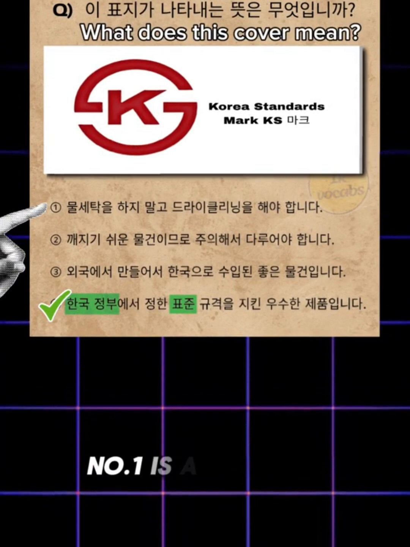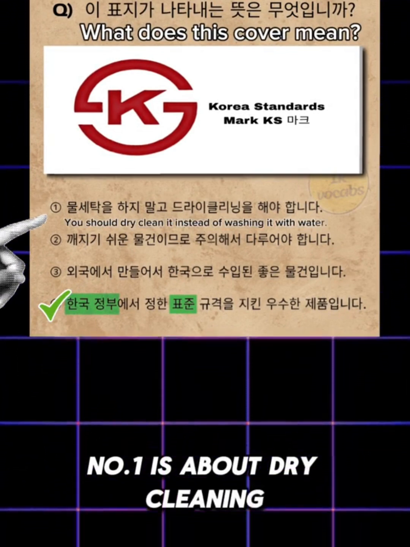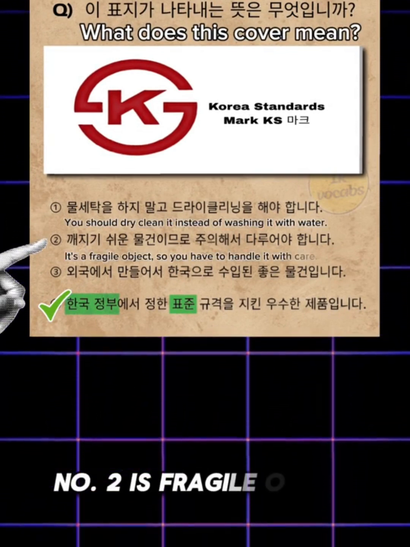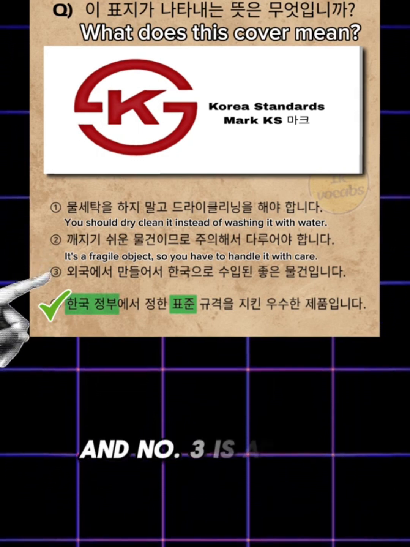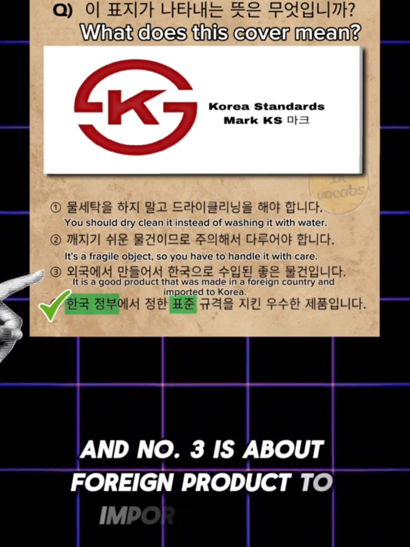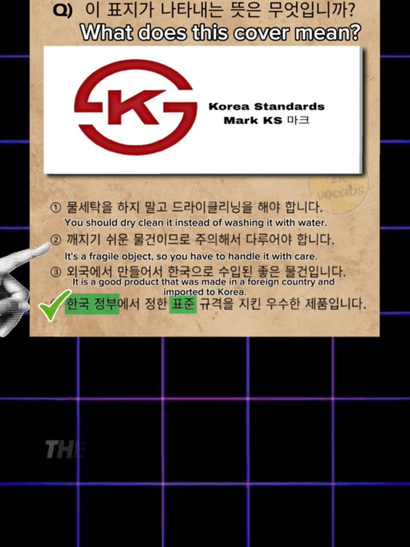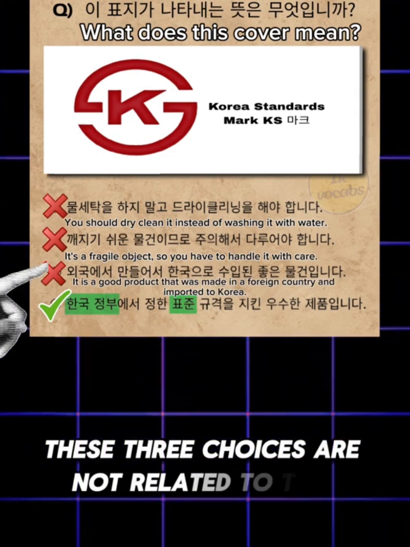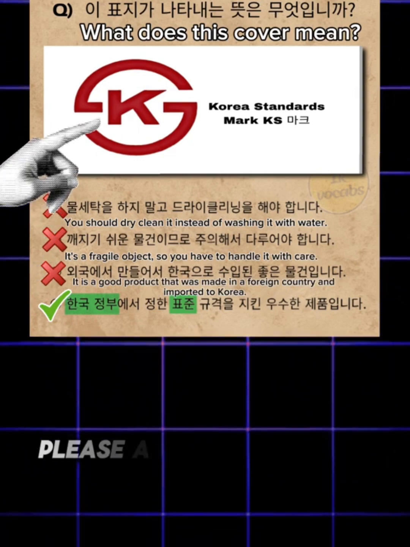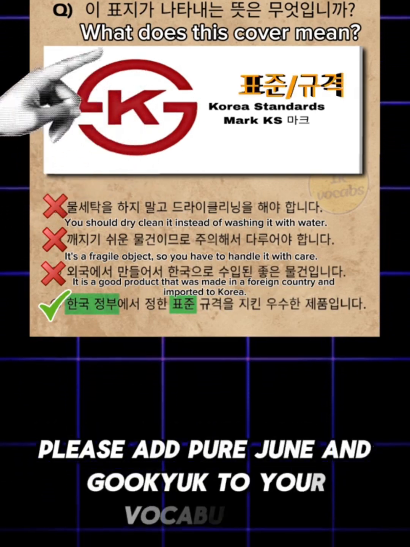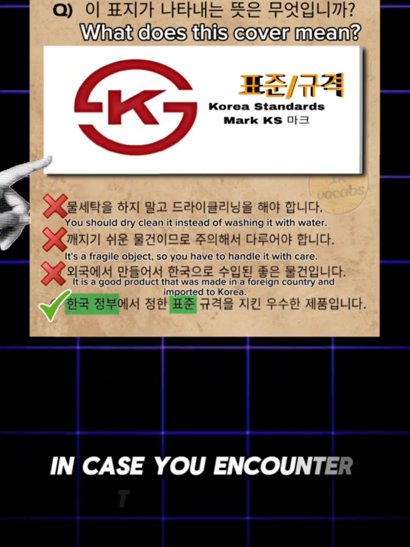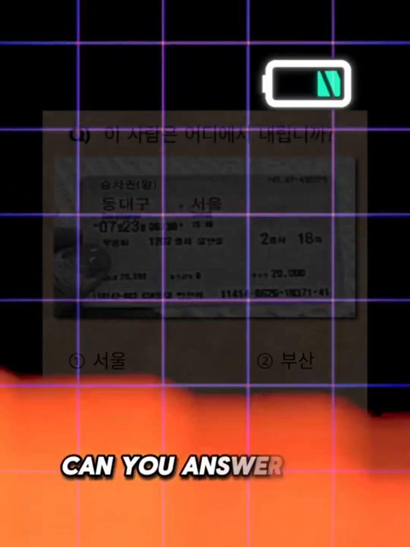Number 1 is about dry cleaning. Number 2 is fragile object. And number 3 is about foreign product to import in Korea. These 3 choices are not related to this mark. Please add Pyojun and Gukyuk to your vocabulary in case you encounter this question. Can you answer this one?